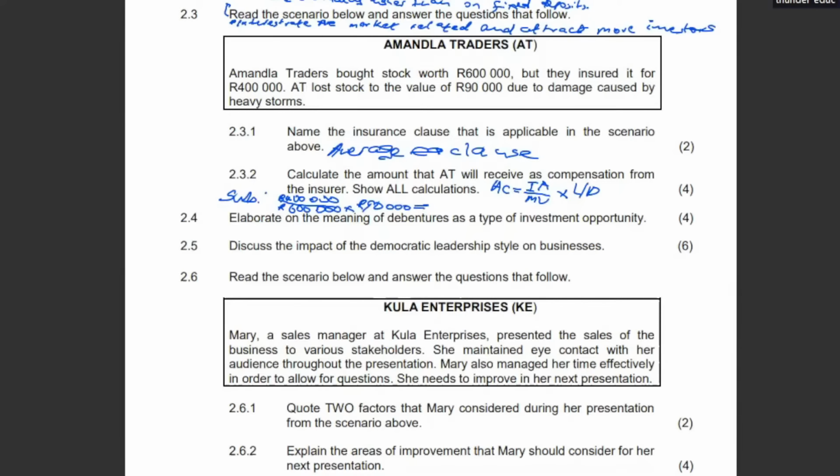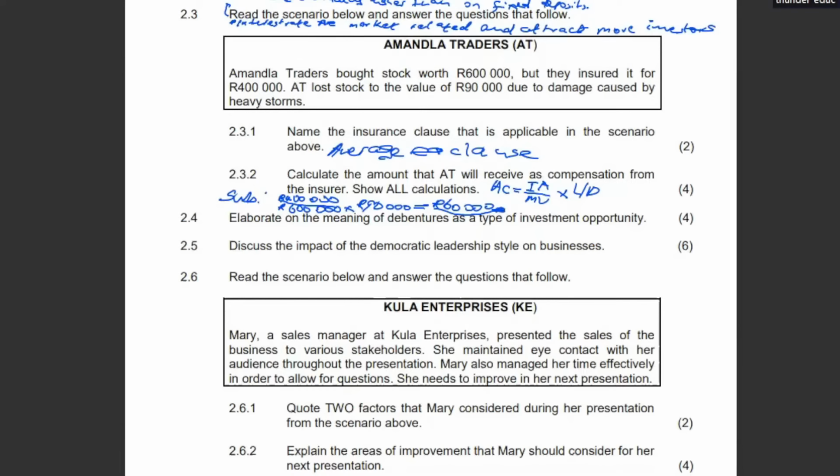So if you punch this in your calculator, then your answer is going to be 60,000. Meaning 60,000 is the amount that Amanda Traders will receive as compensation from the insurer. Okay, right. So now let's move on to the next question.